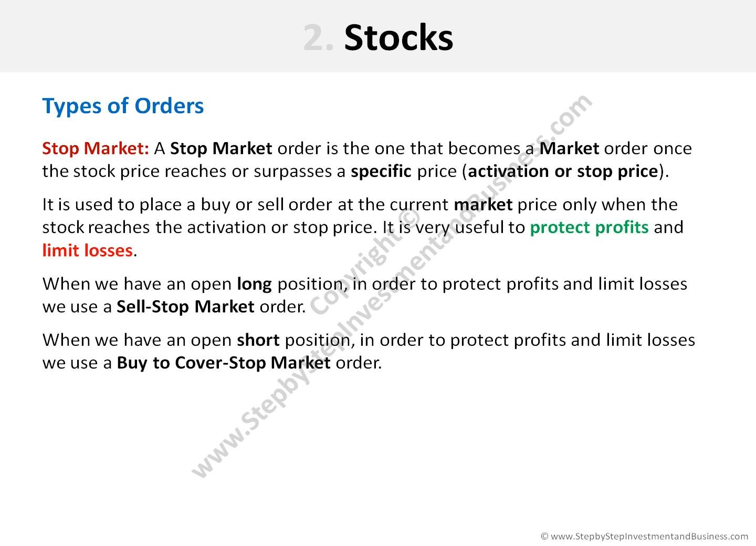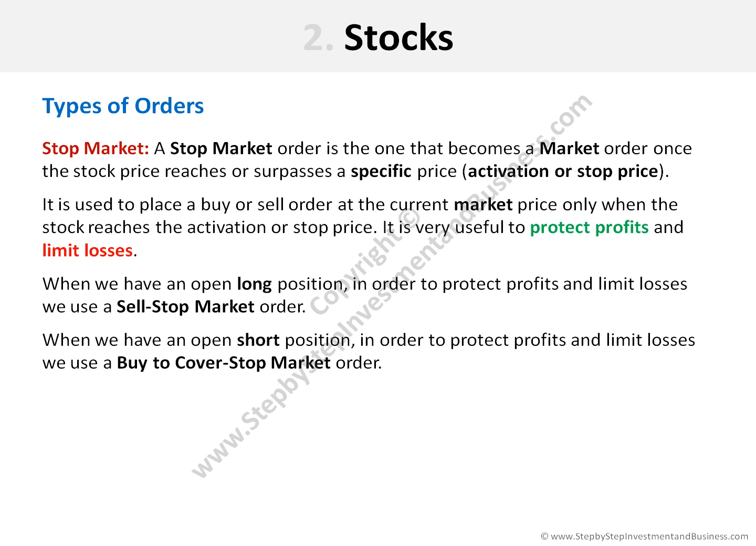Now, let's see how the stop market order works. A stop market order is the one that becomes a market order once the stock price reaches or surpasses a specific price. This price is known as activation or stop price. It is used to place a buy or sell order at the current market price only when the stock reaches the activation or stop price.